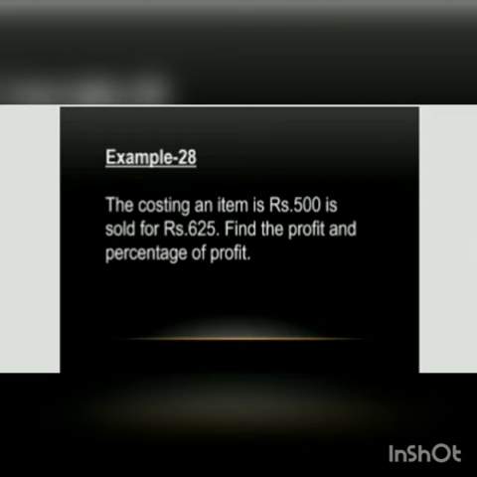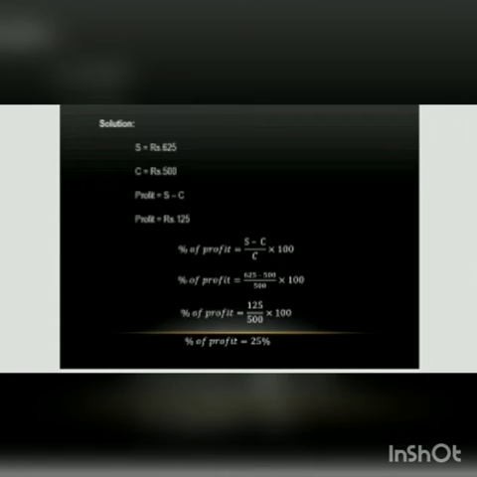Find out the profit and percentage of profit. Starting the solution, we will simply note down the data, which is selling price is 625 rupees, cost is 500 rupees. Profit is obtained by subtracting the cost price from the selling price. So the answer comes here 125, which is obtained by subtracting 500 from 625.